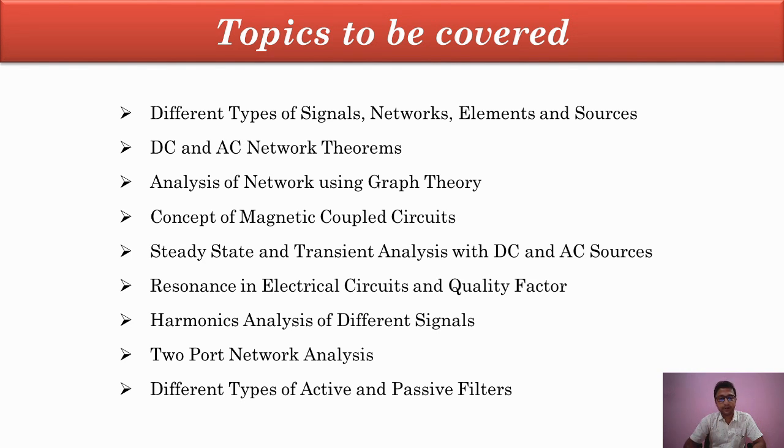Next thing is the analysis of network using graph theory. Graph theory is a totally different chapter, but in this course we will learn the applications of graph theory in solving different network problems. Next, we will cover the magnetic coupled circuits. In the circuits, there are two coils that are mutually coupled, so their characteristics should be clearly discussed in this course. Next, we will cover the steady state and the transient analysis of any network containing DC and AC sources.